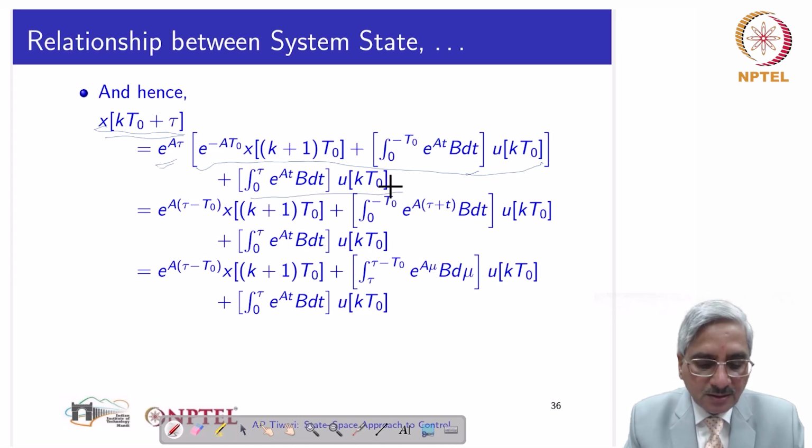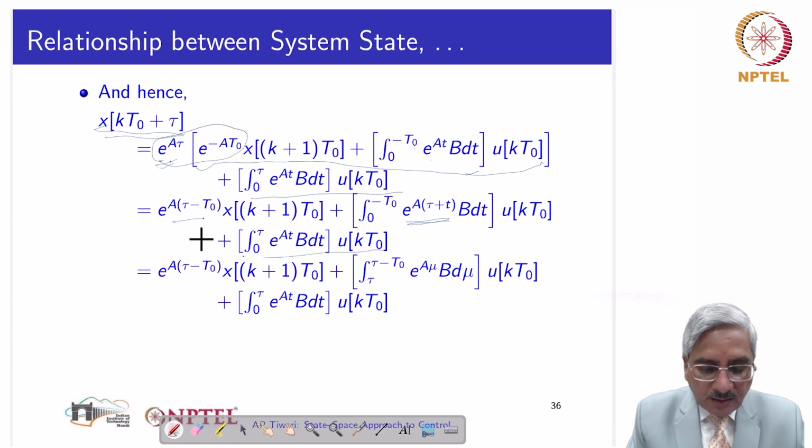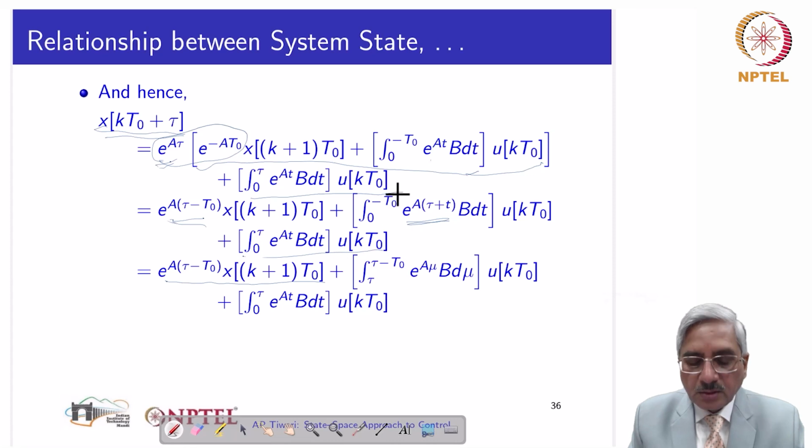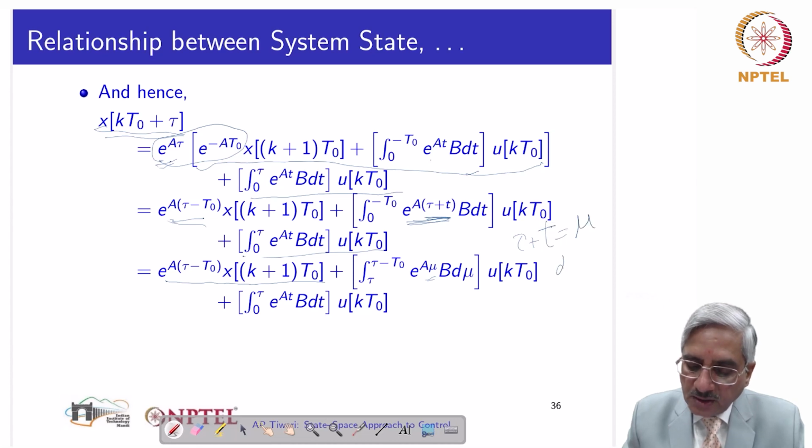Now we do manipulations. So this and this, they give this, and this into this term comes inside the integral, and this is as it is. And then further, this is as it is. This one is 0 to tau, and this is 0 to minus T0. So what we have done is, in place of tau plus t, we are making a substitution. So tau plus t equal to mu. And so dt is d mu.